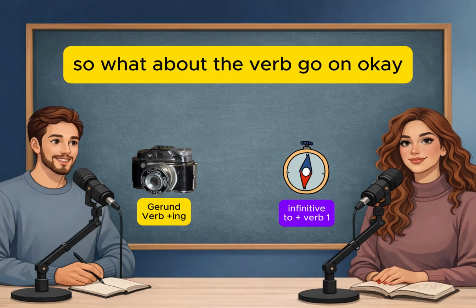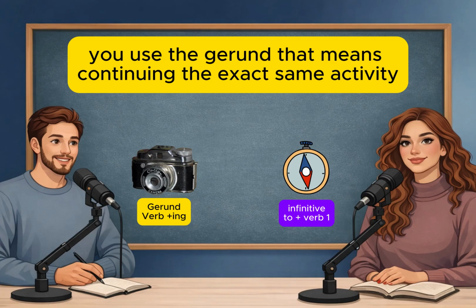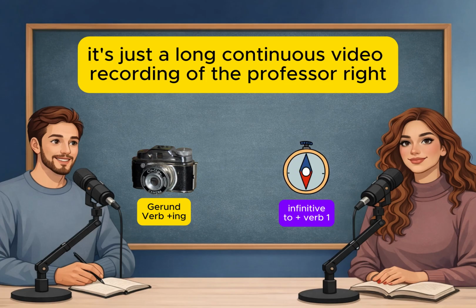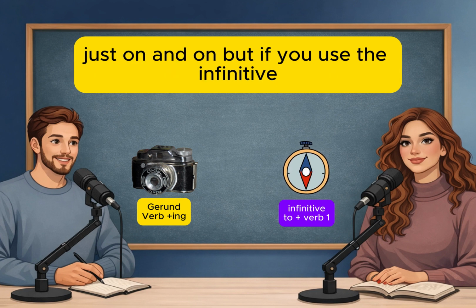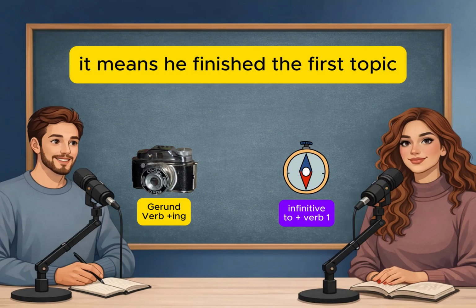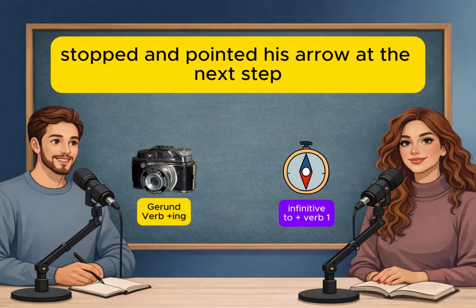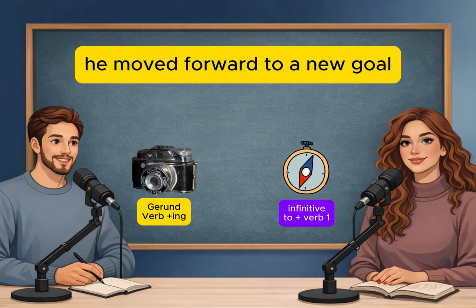So what about the verb go on? Okay, so if you say, the professor went on talking, you use the gerund. That means continuing the exact same activity. It's just a long, continuous video recording of the professor. Right, just on and on. But if you use the infinitive, the professor went on to talk about the exam, it means he finished the first topic, stopped, and pointed his arrow at the next step. He moved forward to a new goal.